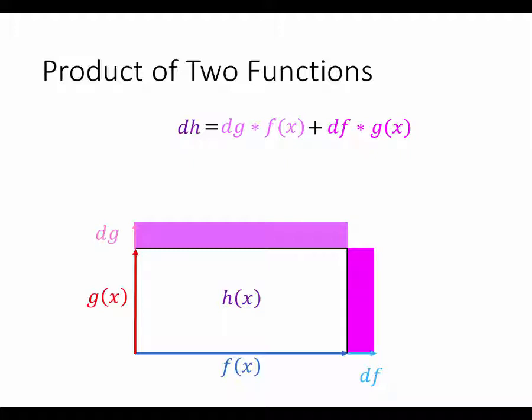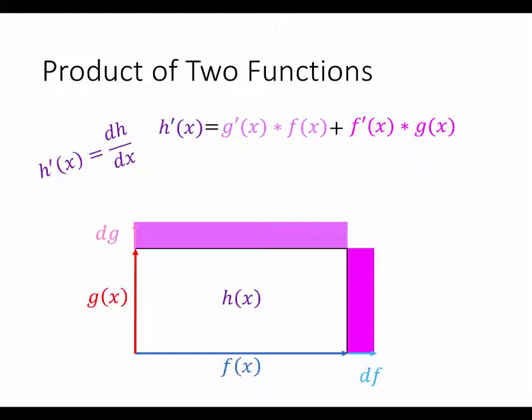And if we remember that the derivative of h is dh dx, then we can divide each side of the equation by dx. And then we're going to do some algebra. So we're going to rewrite the fraction on the right side of the equal sign. Then we're going to do a little more algebra. And now we have dh dx, dg dx, and df dx. And these are really derivatives. So we can rewrite this whole thing as the derivative of h of x is equal to the derivative of g of x times f of x plus the derivative of f of x times g of x.